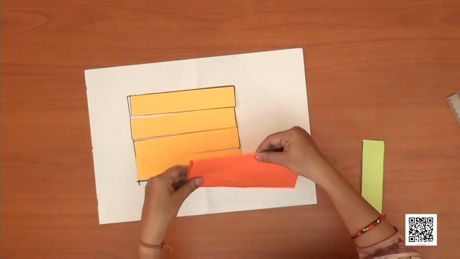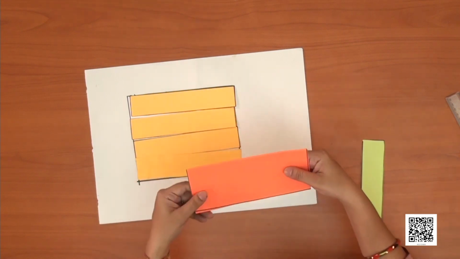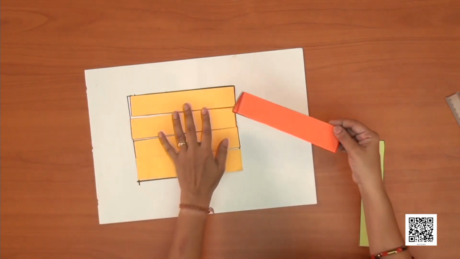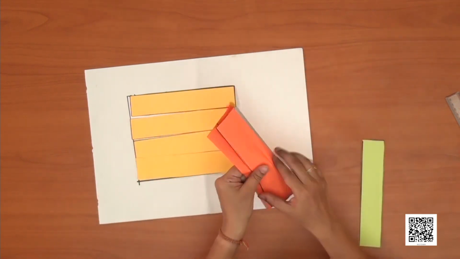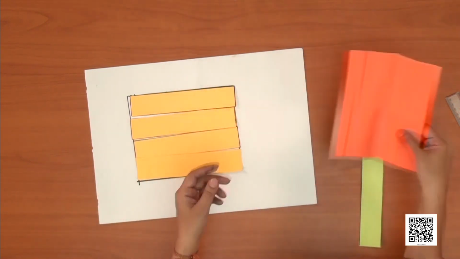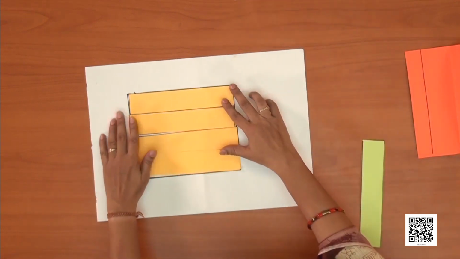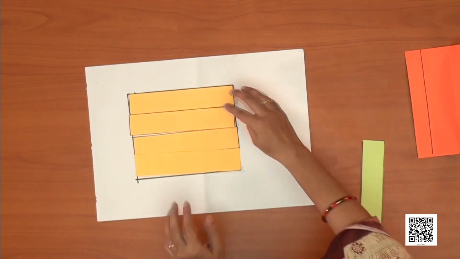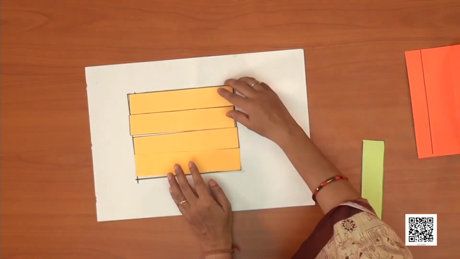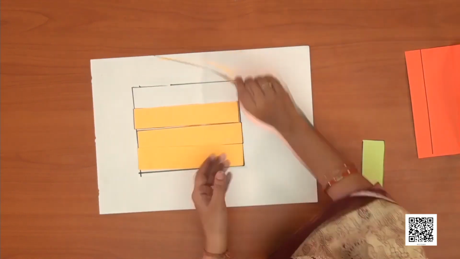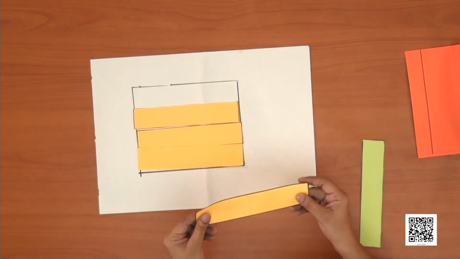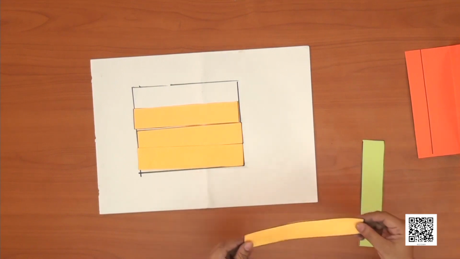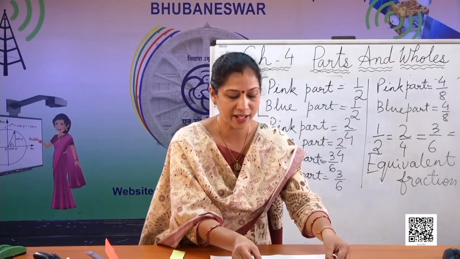Because a rectangle is a regular figure, you can just find out by folding like this and cutting it, or you can just put a line and you can find out. So these are 4 parts. So each yellow part is how much? If it is divided into 4 equal parts, each part will be how much? Each yellow part will be? Yes, children, it is 1/4 of the rectangle.